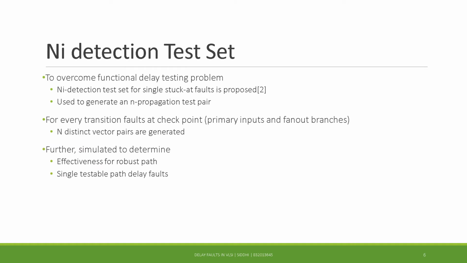N-detection test set. To overcome the limitation of the functional delay testing model, rather than generating a test for each path delay fault, in the proposed method, N-detection test sets for single stuck-at faults are used to generate N propagation test pairs. For every transition fault at checkpoints, like primary inputs and fan-out branches, N distinct vector pairs are generated. Further, these N distinct vector pairs are simulated to determine the effectiveness for robust path delay faults and single testable path delay faults.